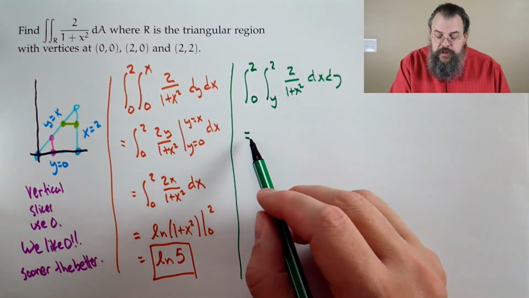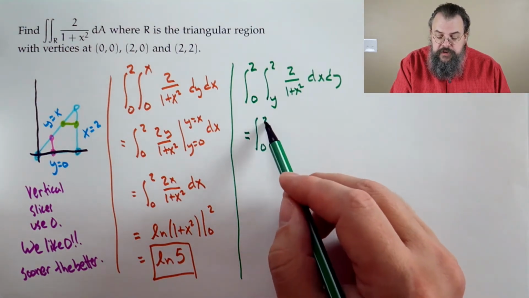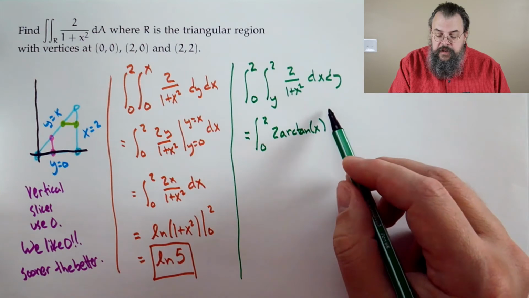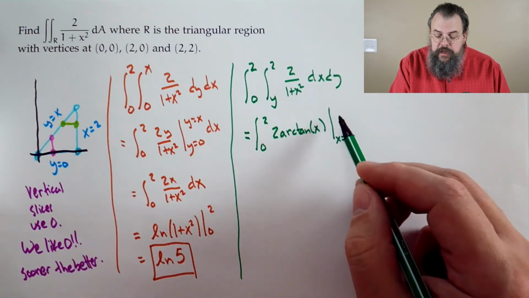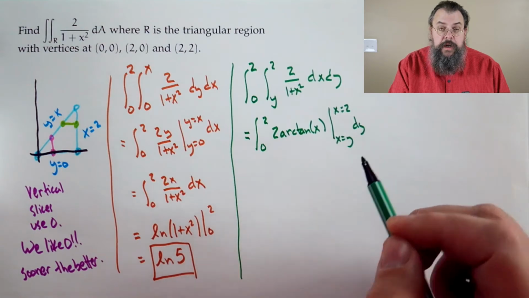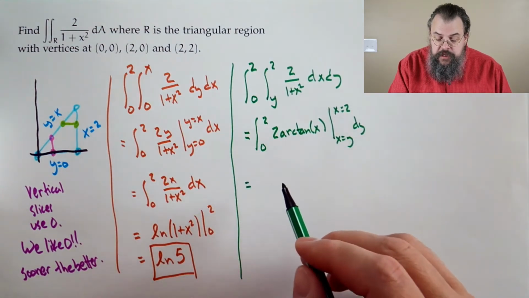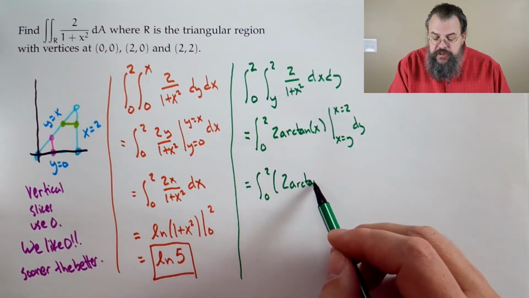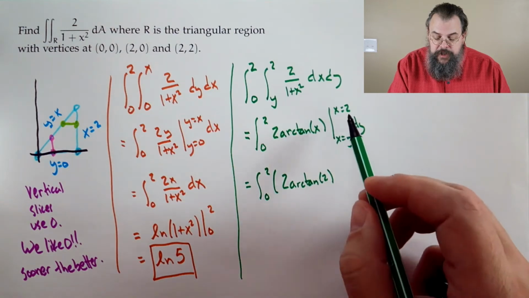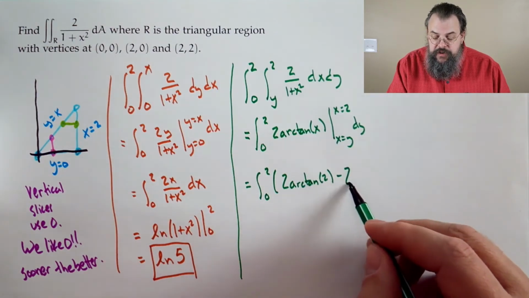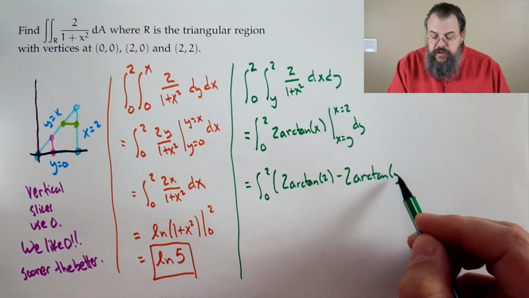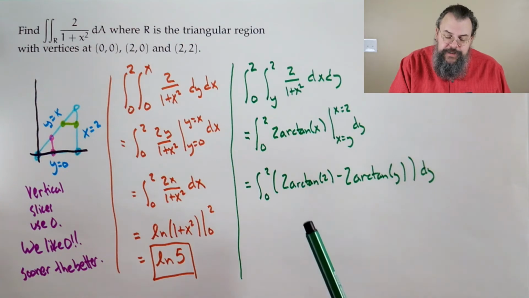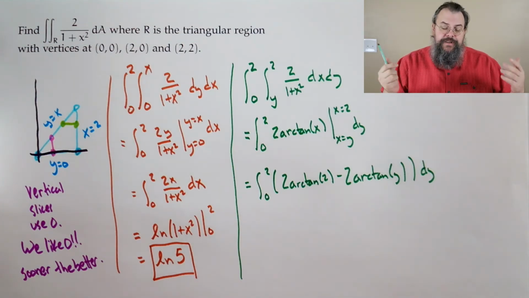So, now what? Well, that comes integral 0 to 2, and that's an integral we know how to do, 2 arctangent of x, evaluate from x equals y to x equals 2 dy. And that would be the integral 0 to 2 of 2 arctangent of 2, right, because that's, plug it in, subtract 2 arctangent of y dy. And now we're like, okay, the first thing, that's not so bad. That's integration of a constant. We can do that.